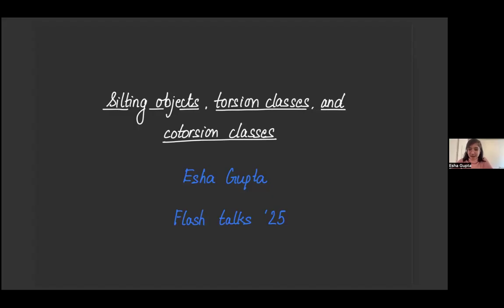Today I'm going to talk about three families of objects, namely silting complexes, torsion classes, and cotorsion classes, and the relation between them. And then we'll see how we can generalize each of them to an appropriate higher setting.